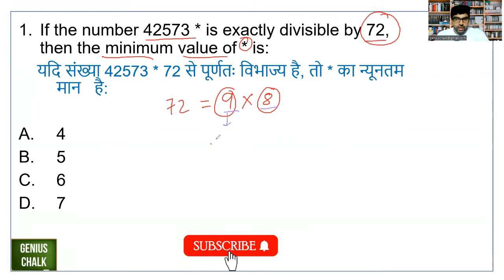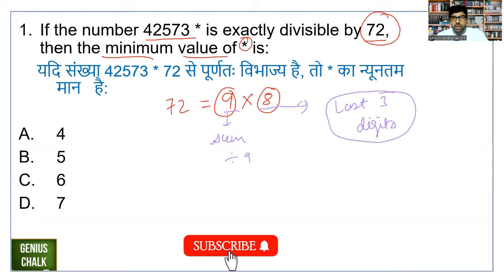What is the rule for 9? Sum of the digits should be divisible by 9. And what is the rule for 8? If the last 3 digits of any number are divisible by 8, that means the complete number is divisible by 8. So we are going to apply these two divisibility rules here, that is 9 and 8. So let's start. Divisible by 72, let's see.